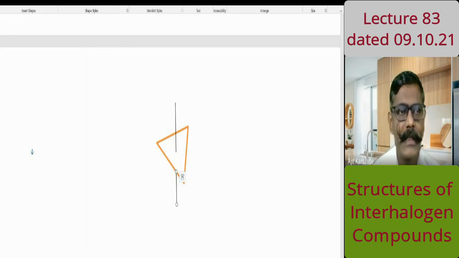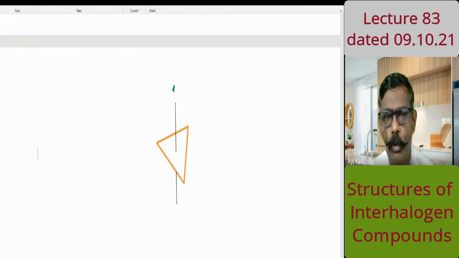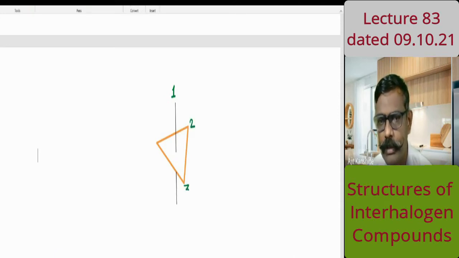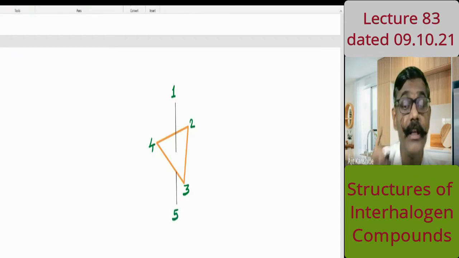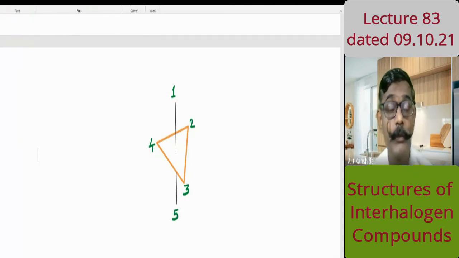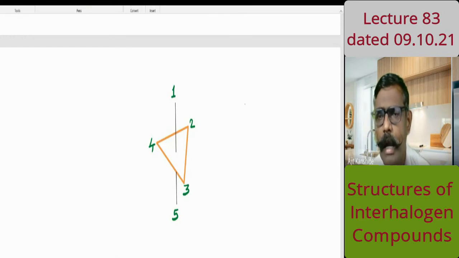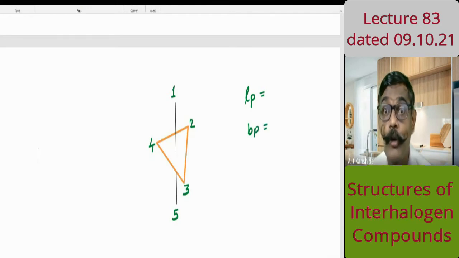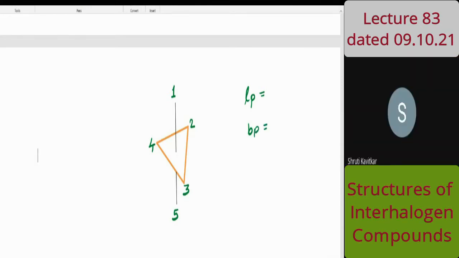Total how many sites are there? Position number 1, first site, position number 2, position number 3, position number 4, and position number 5. These are the steric number positions. Out of these 5 positions, at a few positions there will be lone pairs, and at the remaining positions there will be bond pairs. Answer my question: how many lone pairs and how many bond pairs do I have now in this structure? Steric number that you found is 5, how many lone pairs were there? 2.